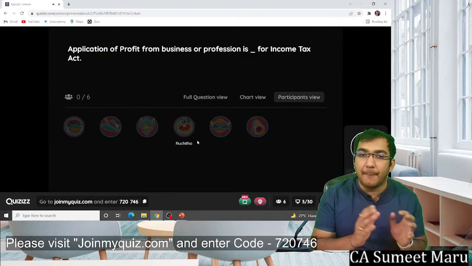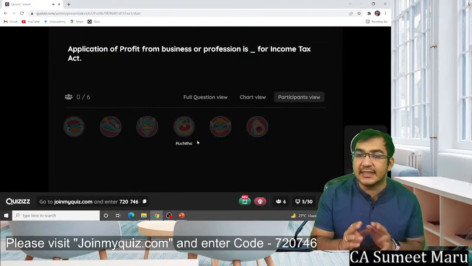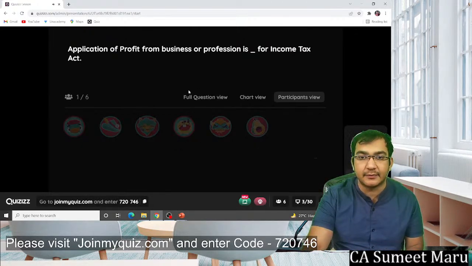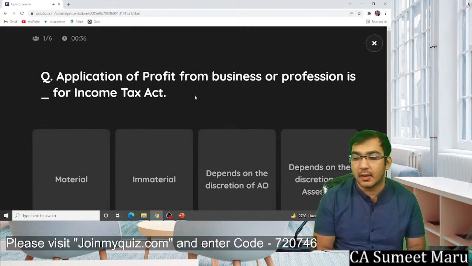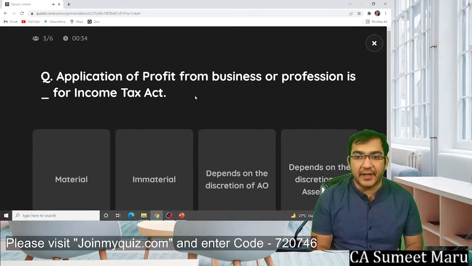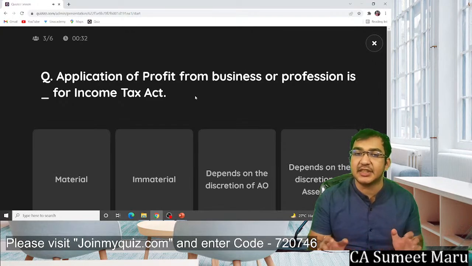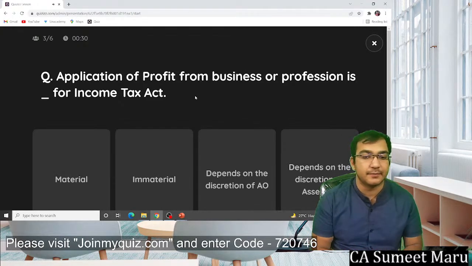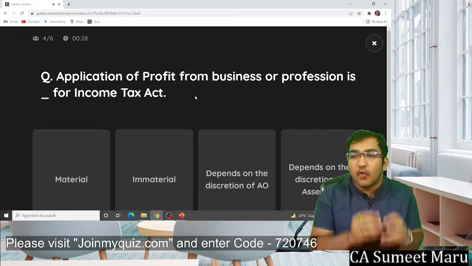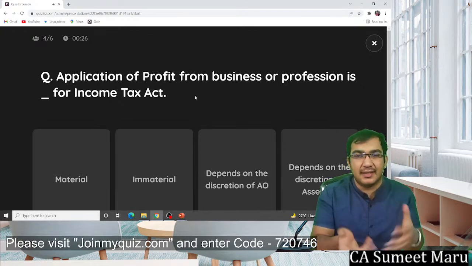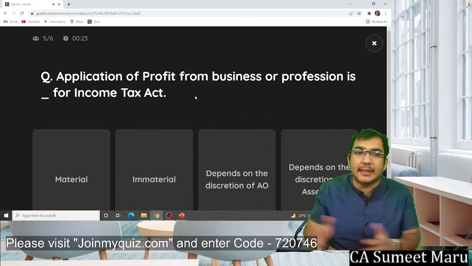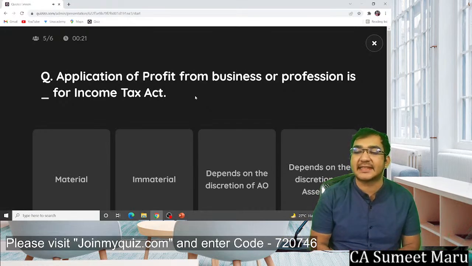Next question. Question number 3 is here. Application of profit from business or profession is dash dash for Income Tax Act. So where you put your profits, is that anywhere concerned with income tax or not? That's what is asked here.